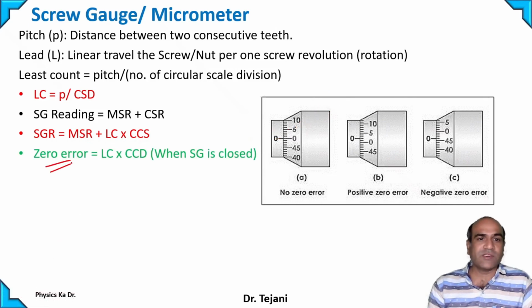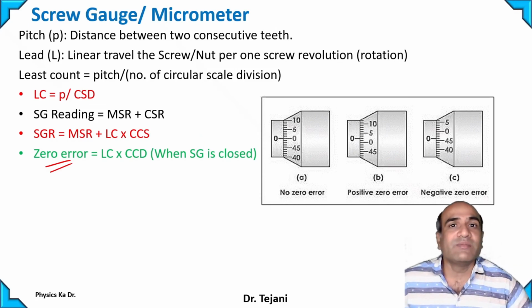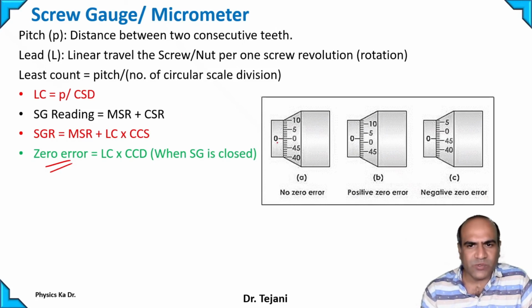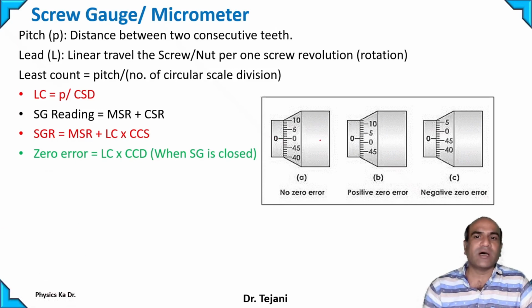Then of course this machine can also have some error after some use. There are possibilities that this machine has some error. And how do we find this error? Suppose this is the baseline and the 0 of the circular scale. If both coincide, that means there is no error.